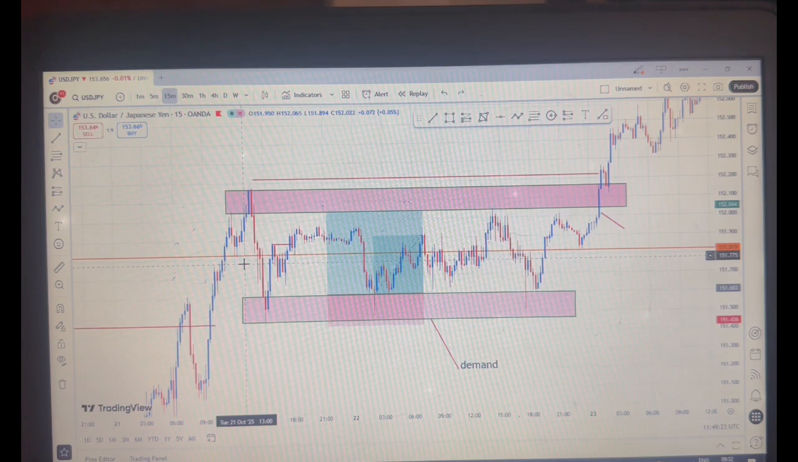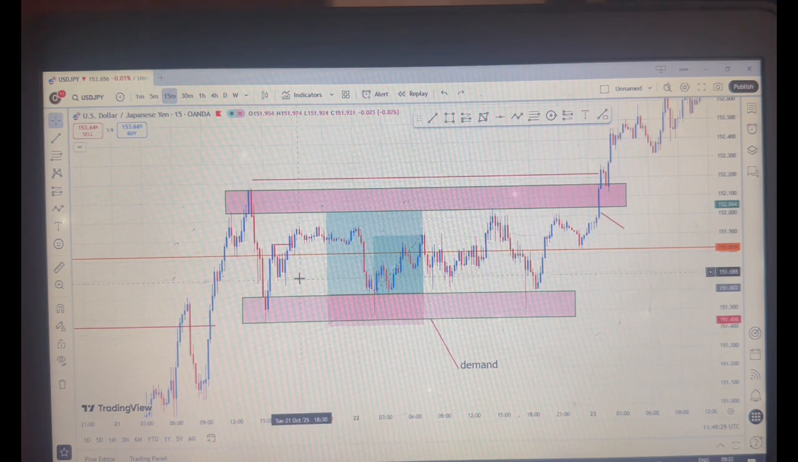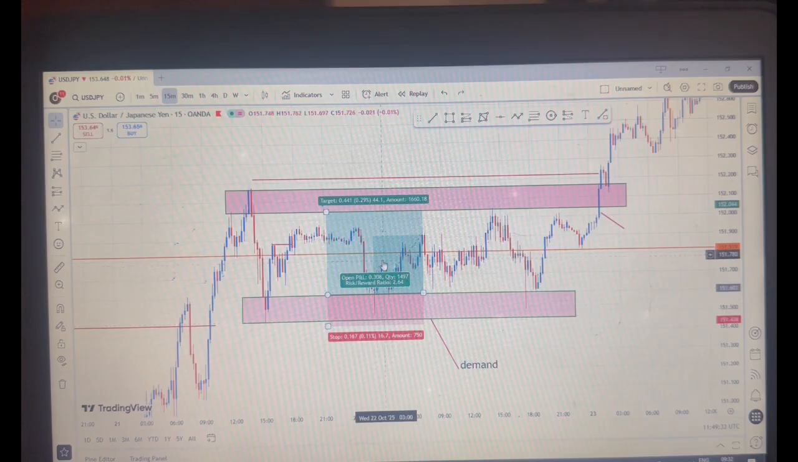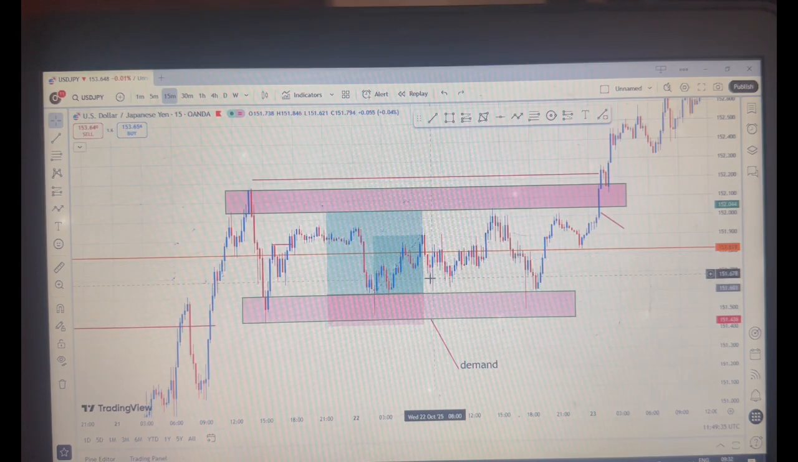Wait for price to make a new break of structure to the upside before you enter. As you can see at this point, as price made this break of structure, it reverses back. If I want to take this trade now, I'll wait for it to break structure to here, then buy from this reversal.